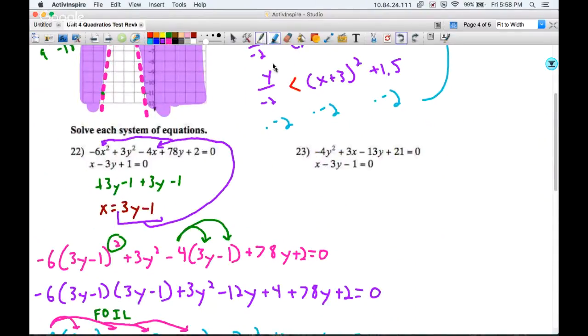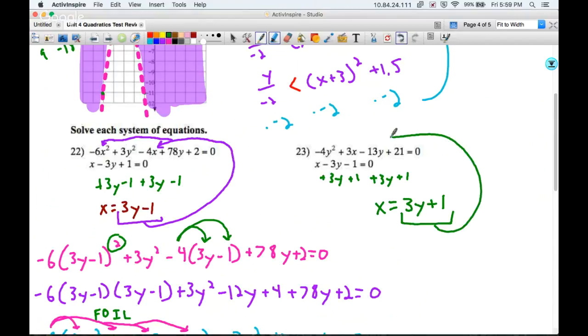All right, so I need to get x by itself. So let me add 3y and add 1 to both sides. Now I've got x equals 3y plus 1. Now I can substitute that in for that x value there.